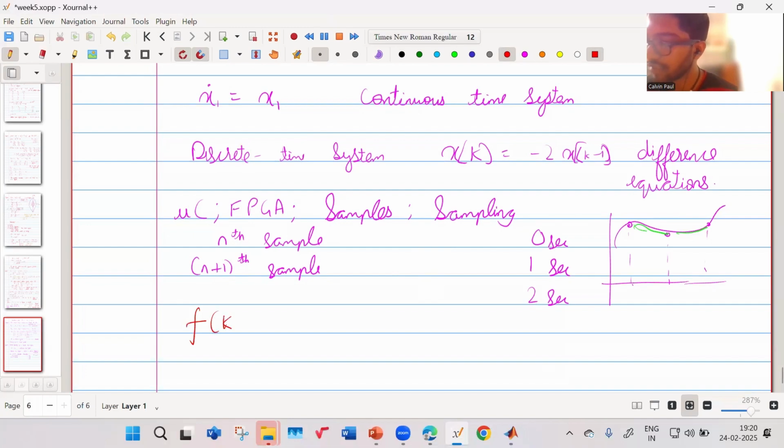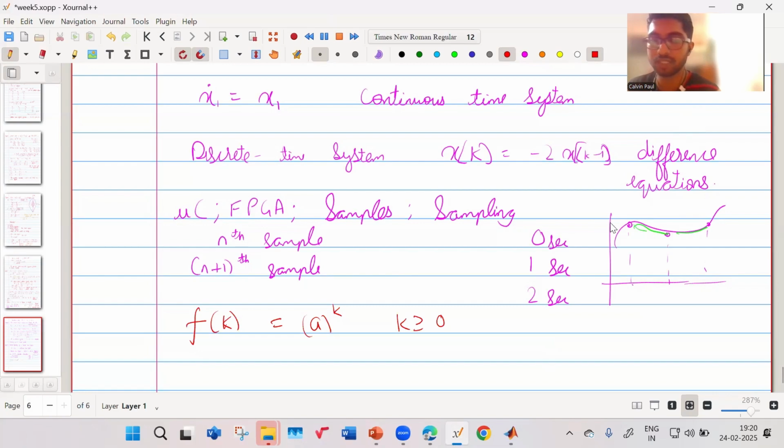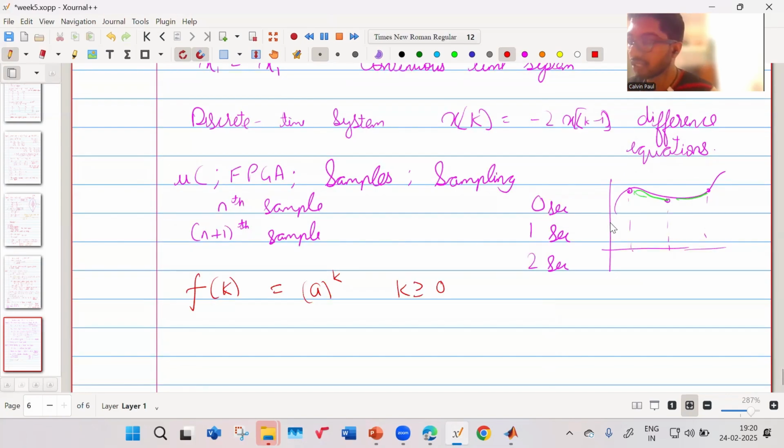So I have a discrete system which is given by f of k is equal to a raised to k for k greater than or equal to 0. So this is my impulse response. This is the impulse response of my digital system, which I know. And now I want to find the stability of the system. So stability means what?